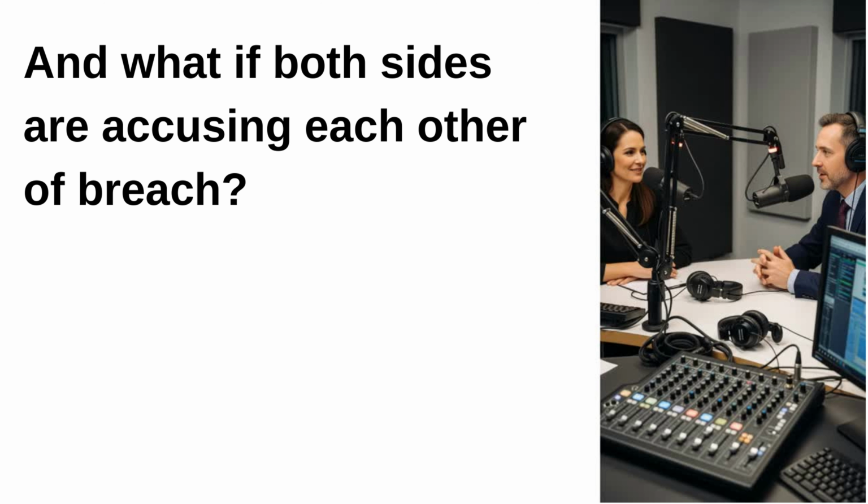And what if both sides are accusing each other of breach? That happens a lot. The court will look carefully at who actually performed their obligations, who didn't, and whether one breach excused the other. Sometimes one party's failure justifies the other side stopping performance. Other times, both may share some fault, which makes things more complicated. So it can become a back and forth. Yes, and that's where the jury instructions serve as a roadmap. They help jurors sort through the evidence step by step.